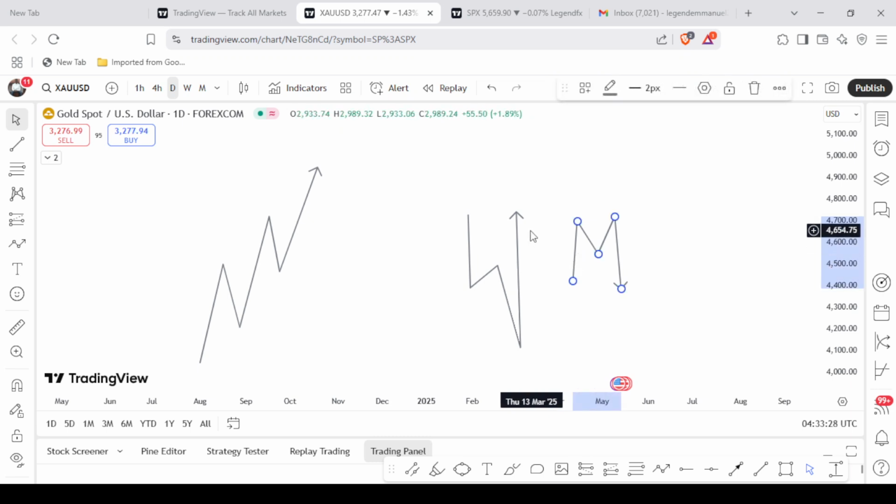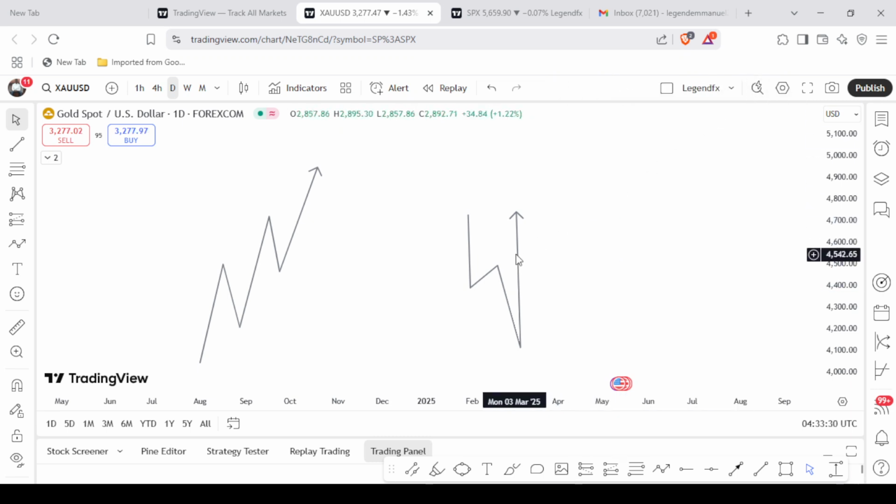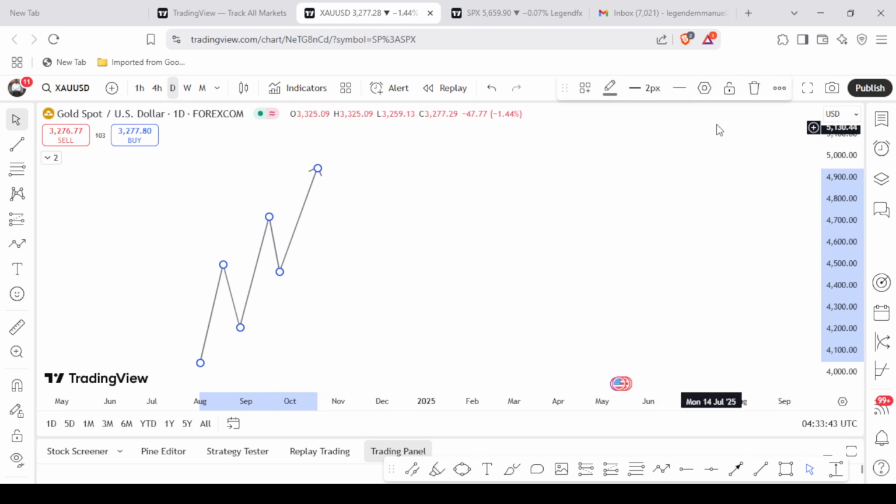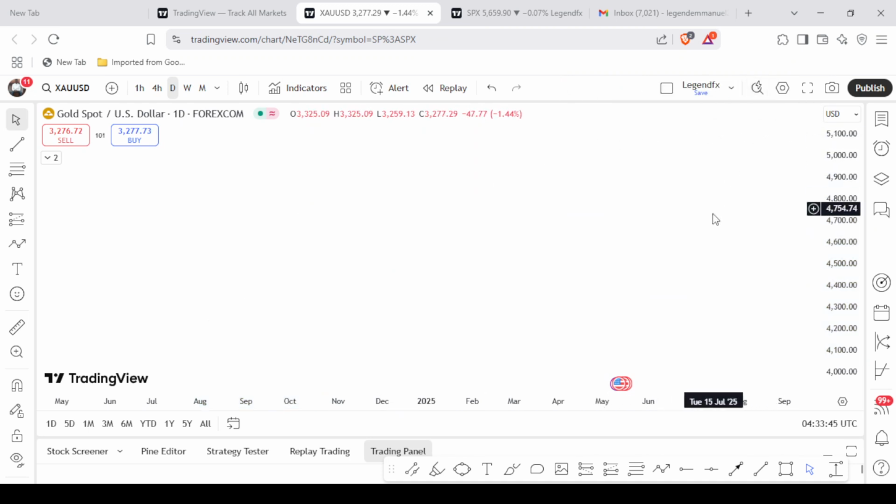So in this video, I will be breaking down what we call a complex pullback. How do you know if a trend is still intact based on the pullback it is making? Stick with me to the end. I will try as much as possible to make it brief. So how do you identify a complex pullback? How do you trade a complex pullback?